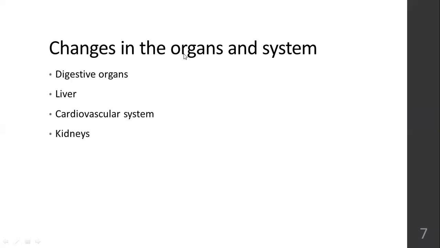Then kidneys. Mild levels of protein will be present in the urine because the GFR, the glomerular filtration rate, gets affected. And also if the child has infection, this can worsen. Okay.